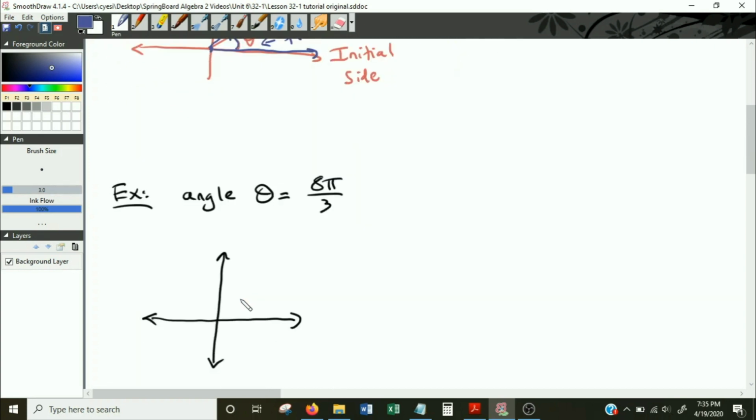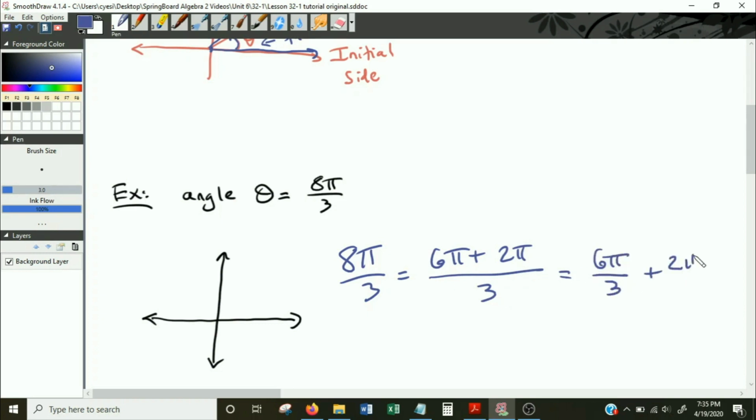So here's an angle, 8 pi over 3, and we're going to try to write it in standard position. So we start off by saying that 8 pi over 3 is more than 2 pi. So we're going to say that this is 6 pi over 3 plus 2 pi over 3, and that's the same as this. And 6 pi over 3 is 2 pi, so it's 2 pi plus 2 pi over 3.